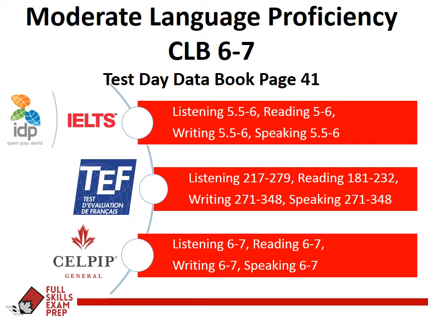If we're looking at moderate language proficiency, which would be 16 points maximum for both languages, what we're looking at in IELTS is a 5.5 to a 6 in listening, for reading a 5 to a 6, and in writing and speaking it's the same as listening, so 5.5 to a 6. For TEF, you have a 217 to 279 for listening. In reading, you have a 181 to 232, and writing you have a 271 to 348. With speaking, it is a 271 to 348. And finally, in CELPIP, it's just a 6 to 7 in everything.